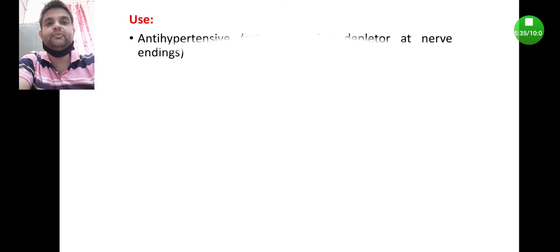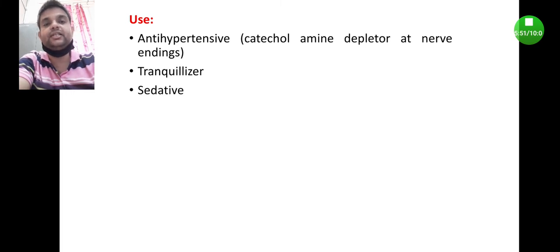Coming to its medicinal property, it is mainly used as an antihypertensive drug because it is a catecholamine depleter at the nerve endings. That's why it is known as an antihypertensive drug. Moreover, it is also used as a tranquilizer and sedative.